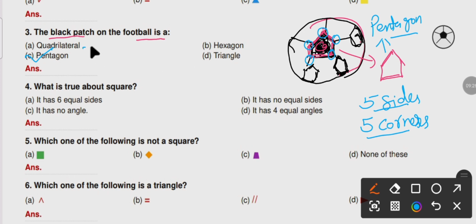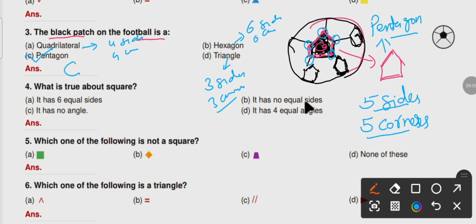Because quadrilateral we have already studied in question number 1. A quadrilateral is a closed shape that has 4 sides, 4 corners. A hexagon is also a closed shape that has 6 sides, 6 corners. And a triangle, 3 sides, 3 corners. So in this shape we are looking at 5 sides and 5 corners. So the correct option is pentagon, C option.